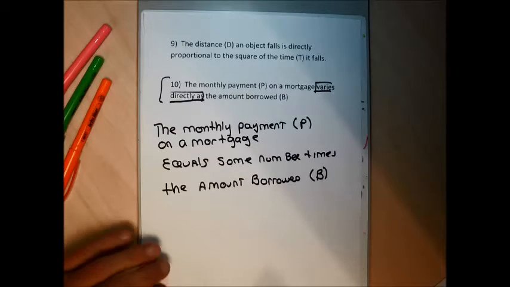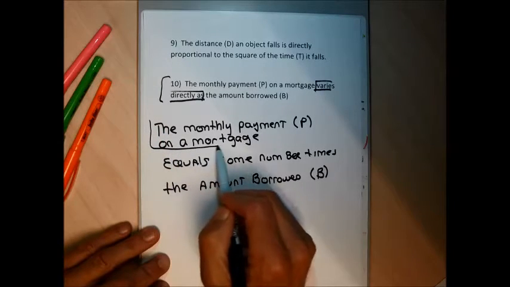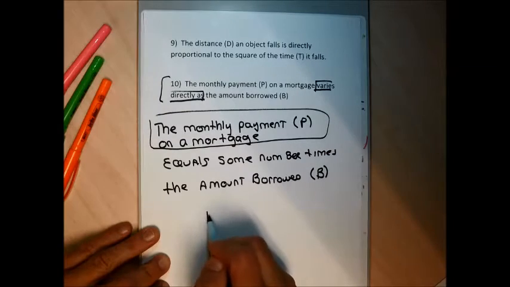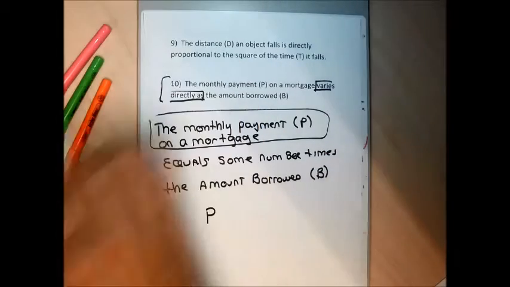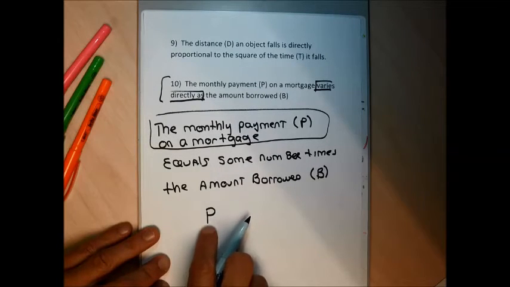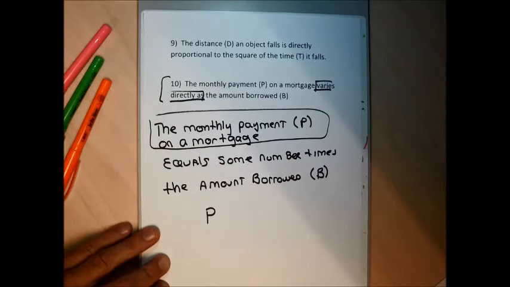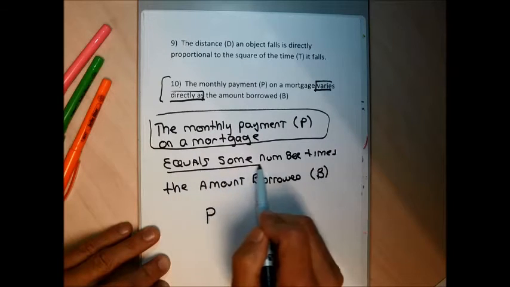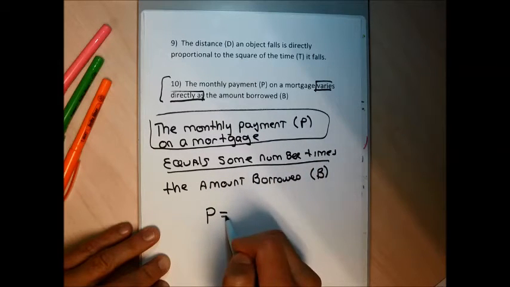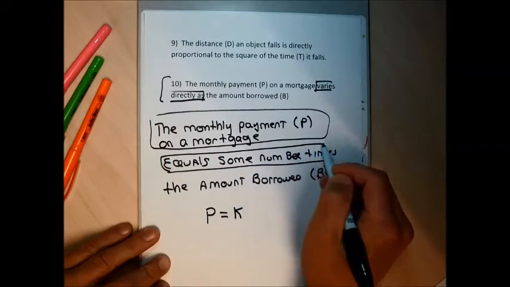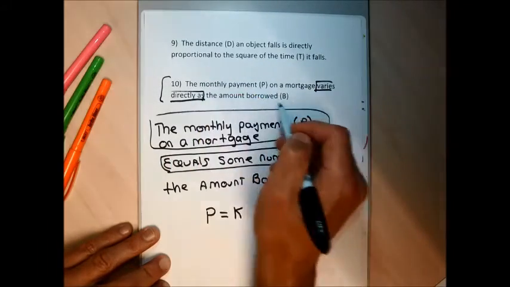So the first part of this problem, the monthly payment P on a mortgage, is going to translate to the letter P. So this whole fragment of a sentence, the monthly payment P on a mortgage, turns into the letter P. So this P stands for the monthly payment. And then the words varies directly as, I change to equal some number times. That's going to be equals and then K. So now I'm done with that set of words, which is equivalent to this set of words.